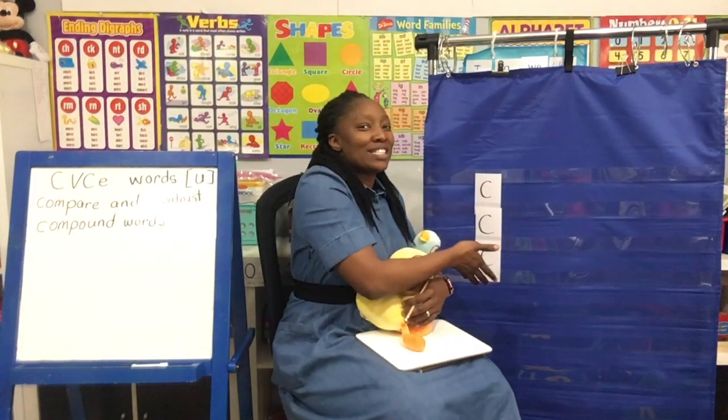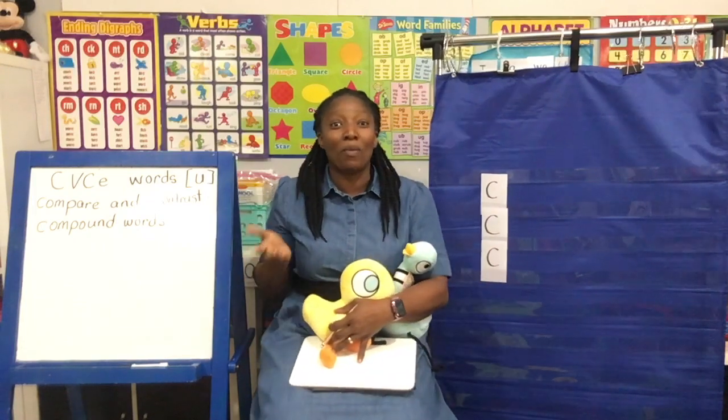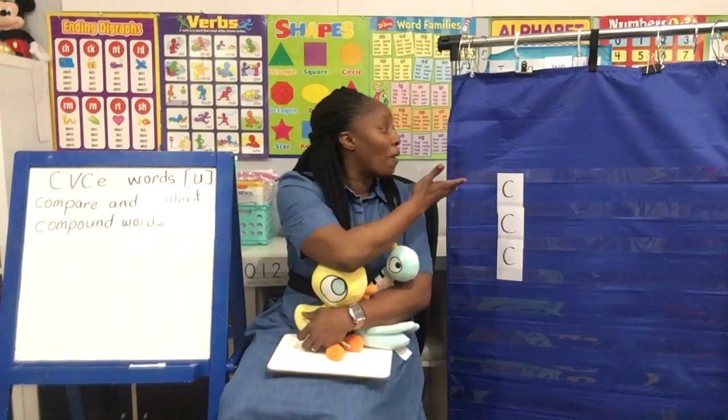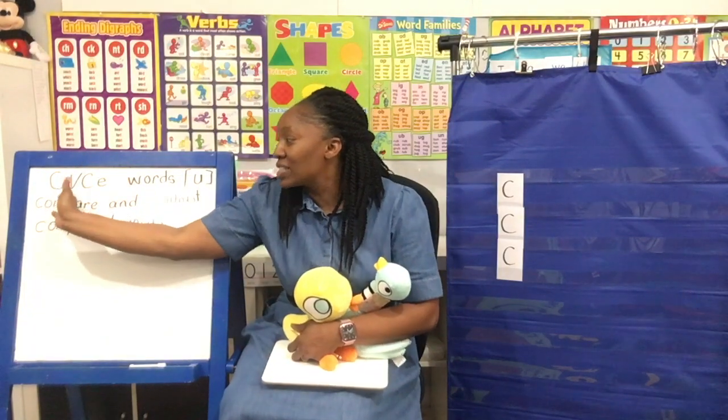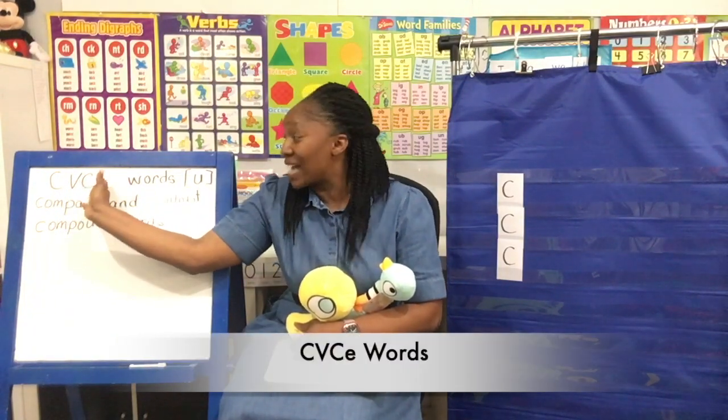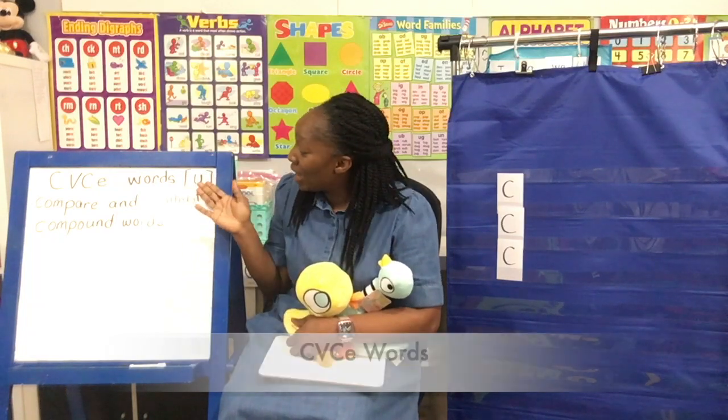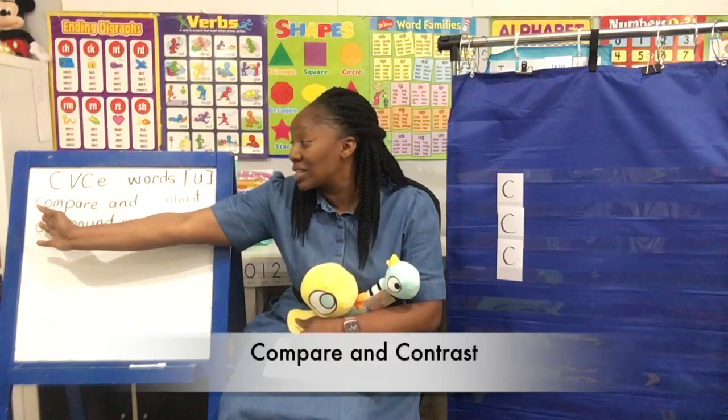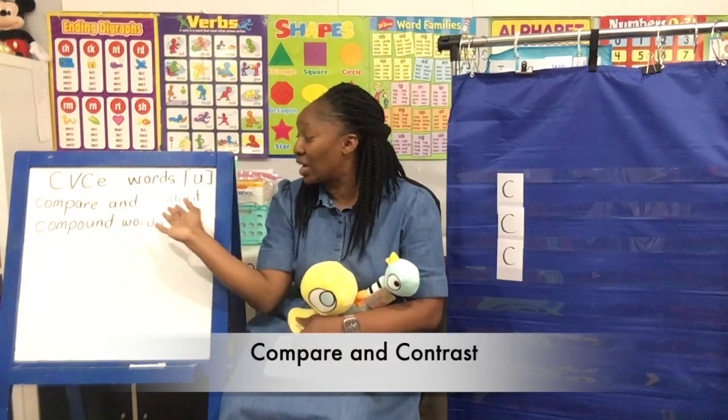We have 3 C's today, and that's really going to tell us about what we're learning today. So you'll be wondering, why do I have 3 C's on my pocket chart? That's because we're going to work on consonant vowel consonants with a silent E, and we're going to focus on that long U sound. We've already done short U, so we're going to focus on long U sound. And then our other C is going to tell us about comparing and contrasting.